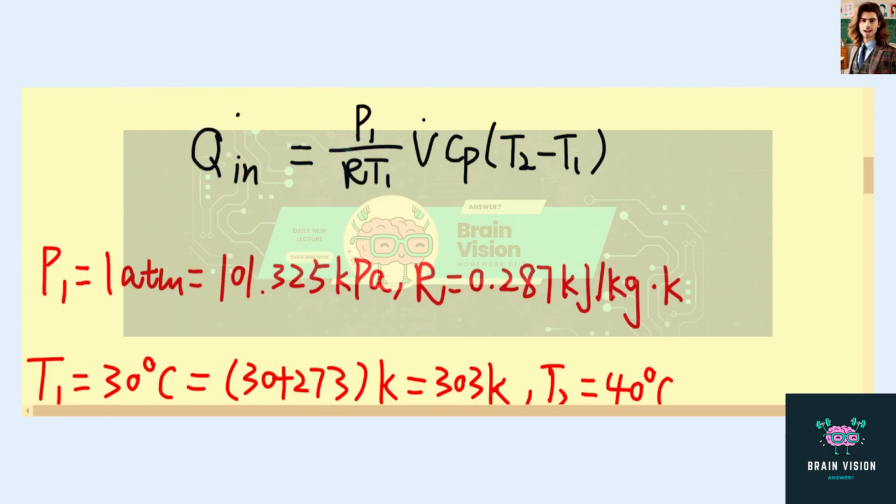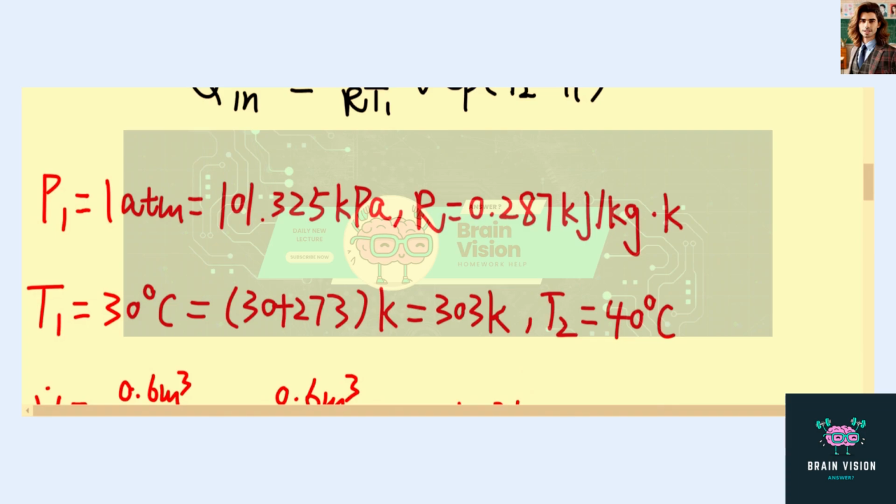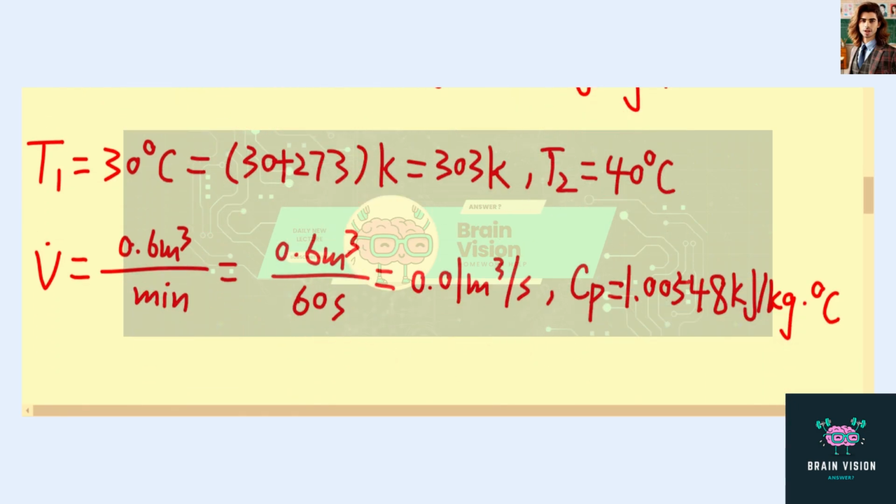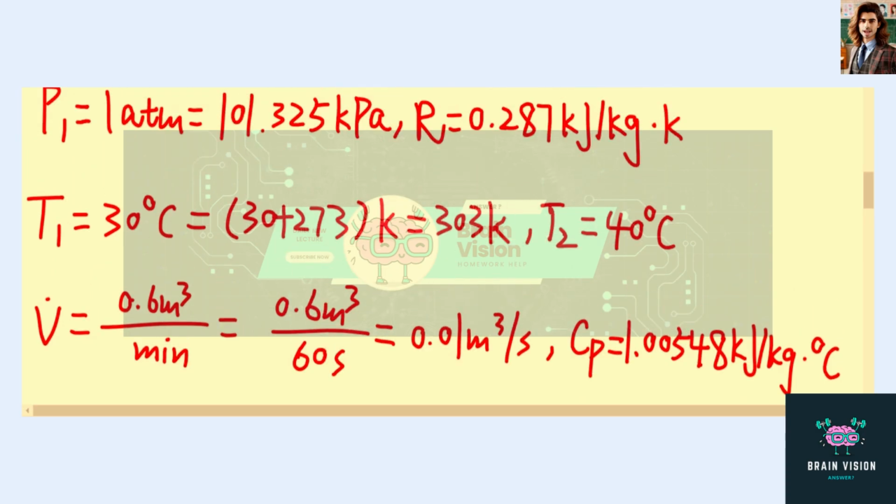So we know the initial pressure, or the inlet pressure, is given as 1 atmosphere, which is about 101.325 kilopascal. And we know the gas constant is 0.287 kJ per kilogram times Kelvin. And T1, which is the initial temperature, is 30 degrees Celsius, which is 303 Kelvin. And we know the final temperature is 40 degrees Celsius. And we know the volume flow rate is 0.3 meter cube per minute. If we convert it to meter cube per second, it's about 0.01 meter cube per second. And we know the specific heat is 1.00548 kJ per kilogram times degrees Celsius.